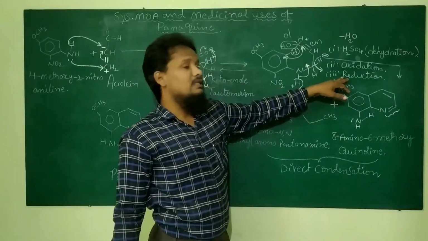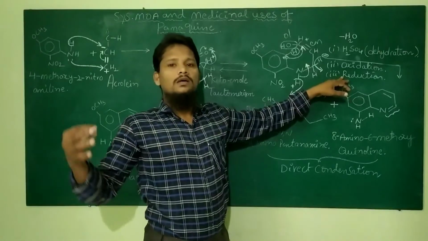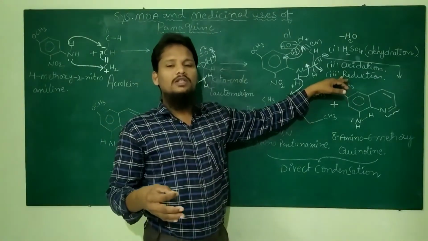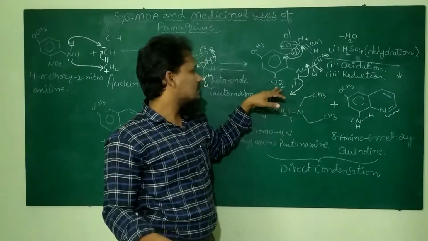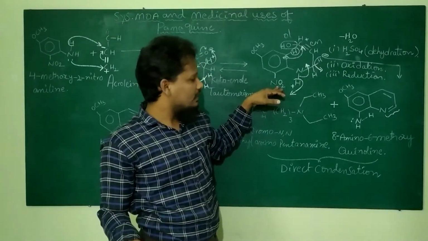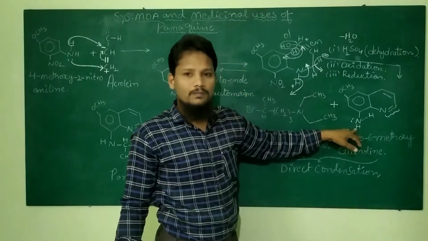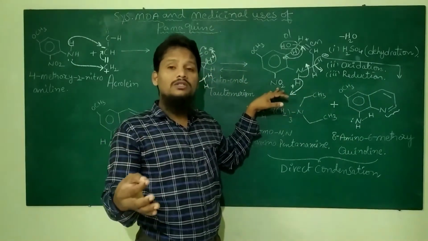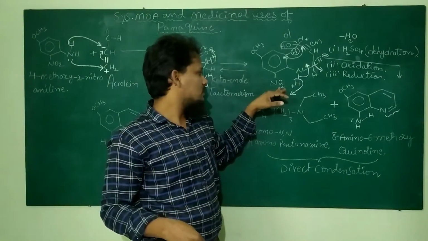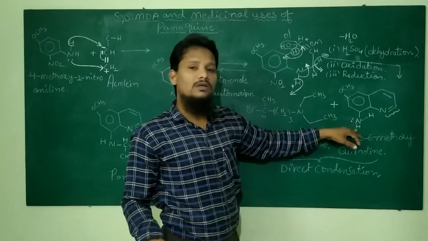The next step is the reduction. Reduction means elimination of oxygens or addition of hydrogens. So here there is NO2. That NO2 gets converted to NH2. Okay, in the reduction reaction we are eliminating the oxygen and we are adding the hydrogens. That's why NO2 gets converted to NH2.